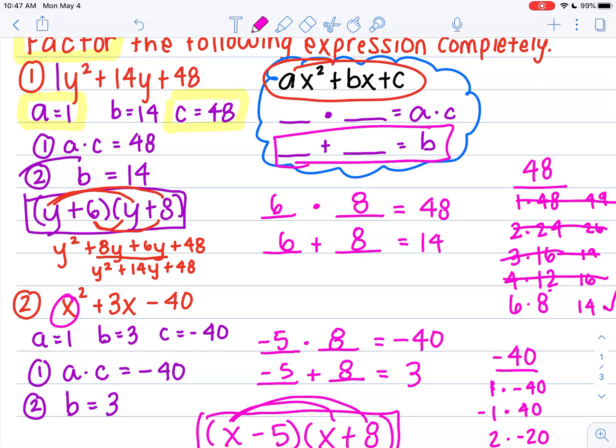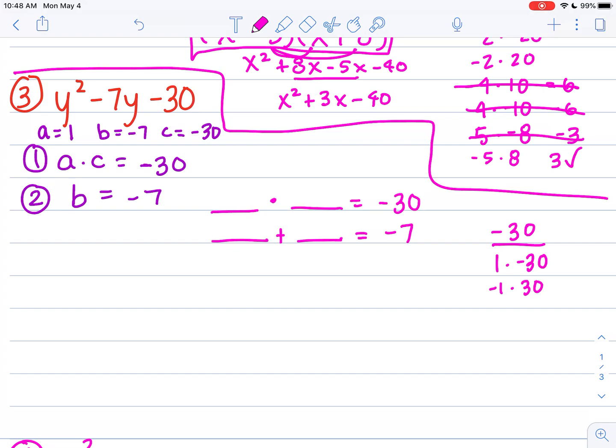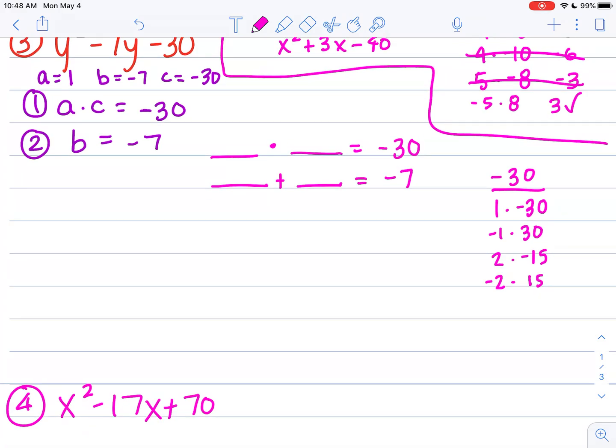Okay, and then something plus that other number has to equal B. So one number plus the other number has to equal B. In this case, it's negative 7. And then we're going to find the factors of negative 30. Okay, so in this case, we know 1 times negative 30, negative 1 times 30. We know 2 times negative 15, negative 2 times 15. Remember, we're making one of them negative because when we multiply, we have to get a negative number. So negative times a positive is a negative.